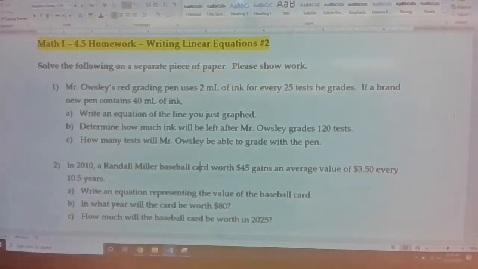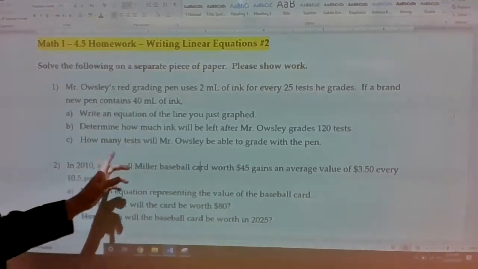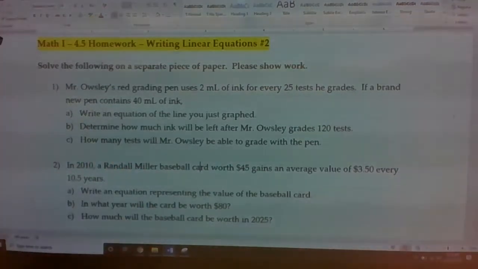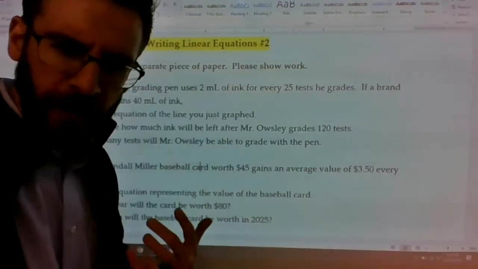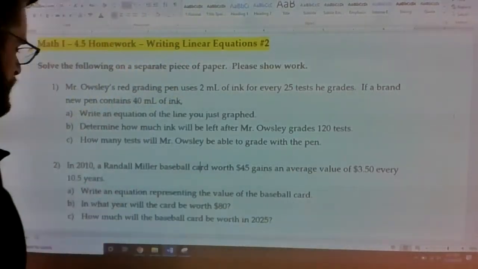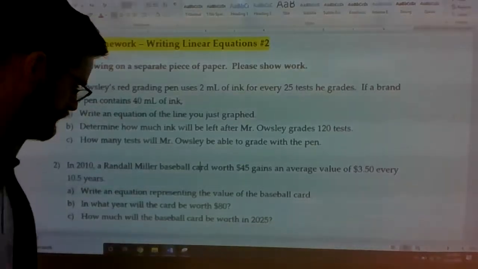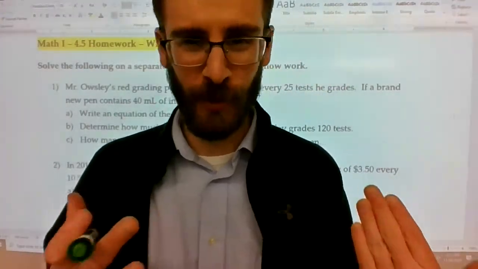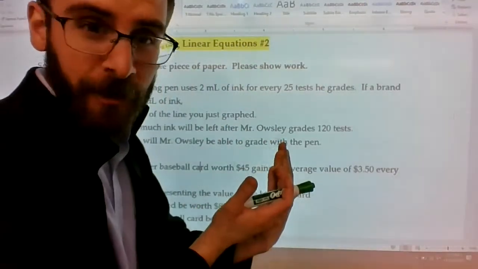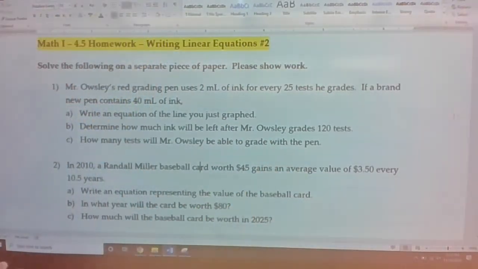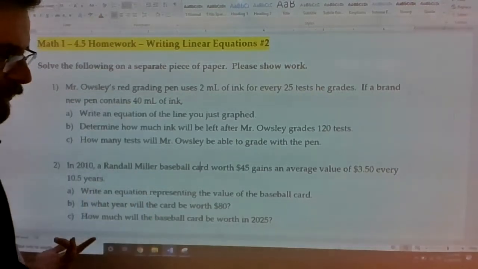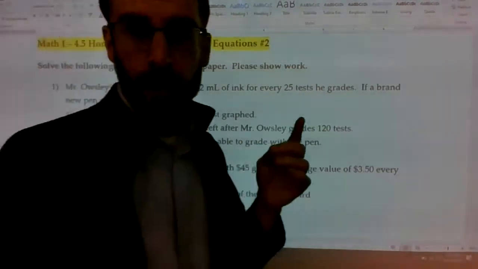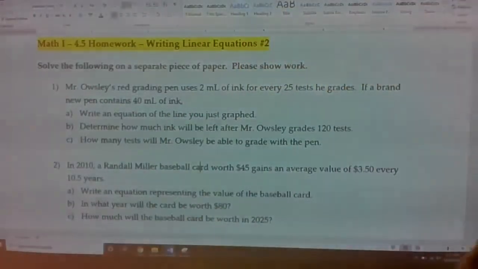All right, back in 2010, a Randall Miller baseball card worth $45 gains kind of a weird rate of change, $3.50 every 10.5 years. Of course, I made this up. I just wanted to use a situation like increase of value, appreciation. So the first thing we're going to do is write an equation representing the value of the baseball card. So the first thing we need to do is define our two variables.